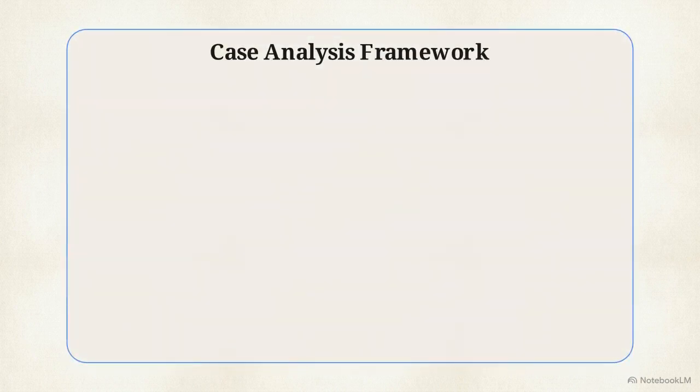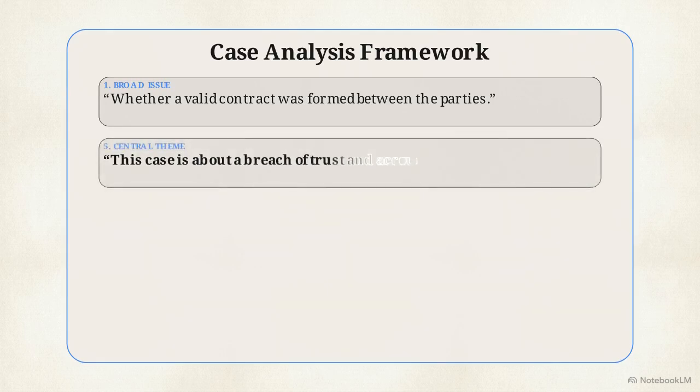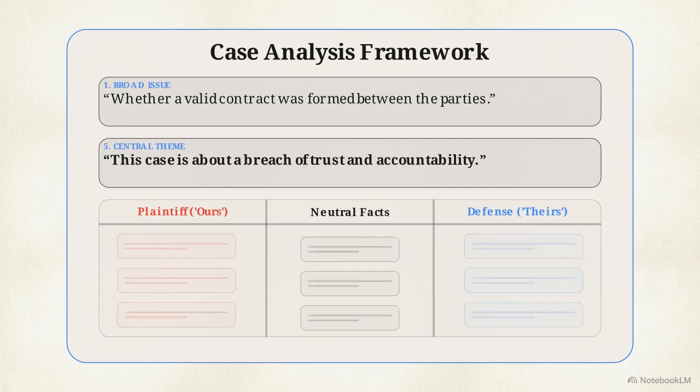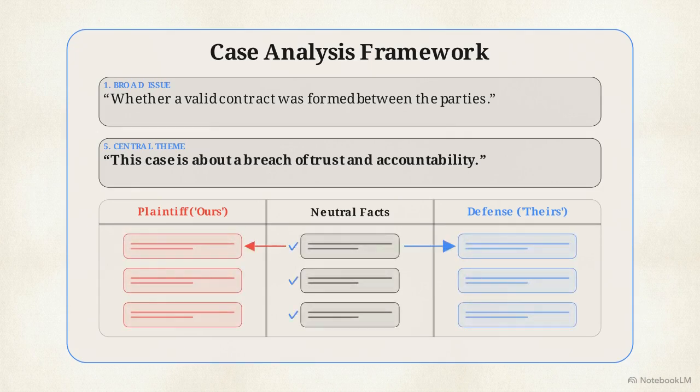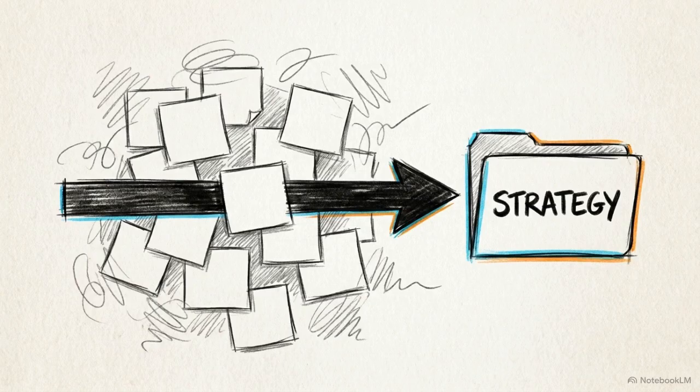Look at the fully synthesized case analysis framework. You have the broad whether question at the top, your unifying "this case is about" theme setting the tone, and a verified 3-column comparison table mapping out every move and countermove. This completed document has successfully filtered out the noise. You are left with a targeted, distraction-free critical path.